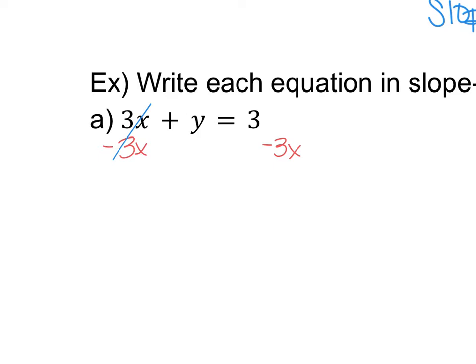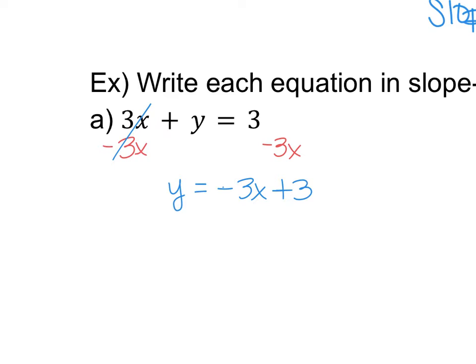Can you do 3 minus 3x? And the answer is no, because they're not like terms. So this is going to be y equals, because there's only y left on the left. And then I'm going to write the x first, because that's how slope-intercept form is. So it would be negative 3x, and that's a positive 3, so plus 3. All right, sweet. There's the first answer. We wrote it in slope-intercept form.